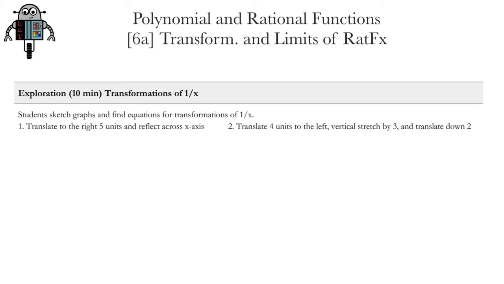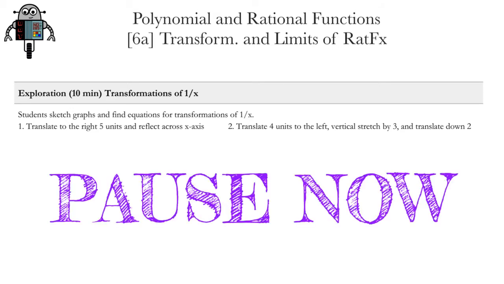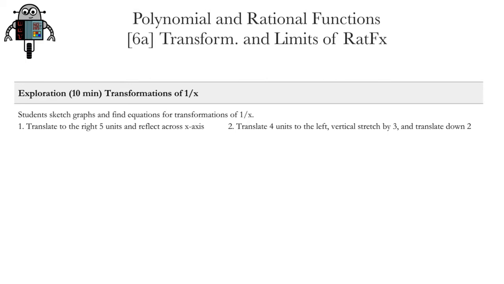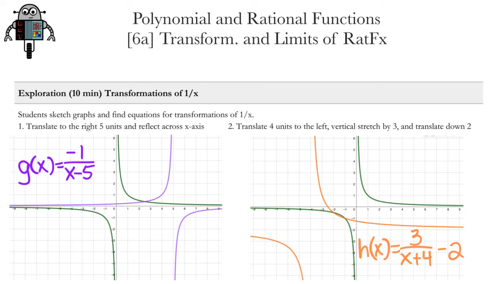Now let's see if you could do a few transformations on your own. Your challenge is to sketch graphs and find equations for transformations of 1 over x. There are 2 situations. Each one has multiple transformations. Try them out, and I'll have the answers for you in just a moment. Pause now. Okay, here come the answers. Here are the graphs and the equations.